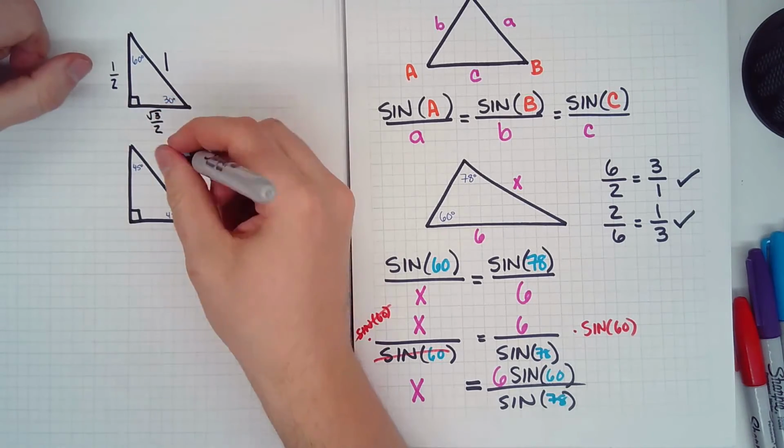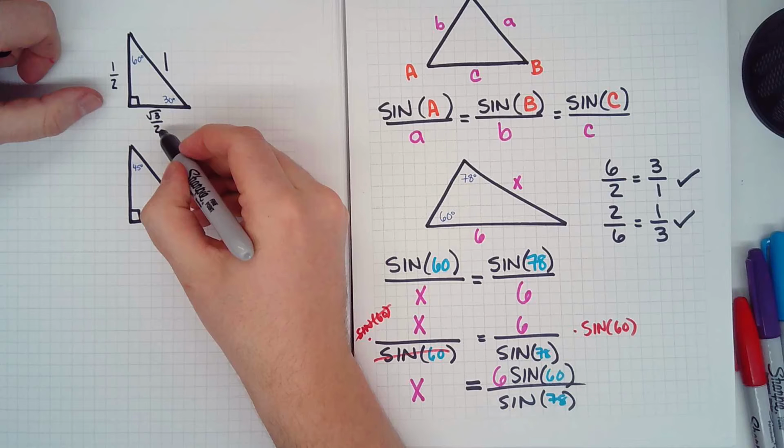If you didn't remember that, call that side x, set up Pythag, solve for it. You'll get root 3 over 2. So root 3 over 2 is going to be that side.